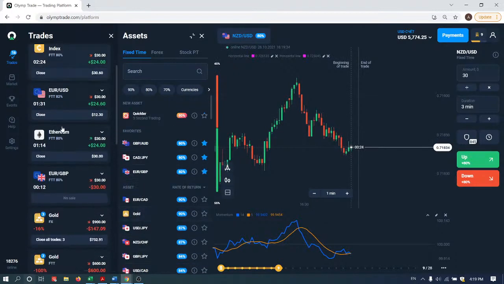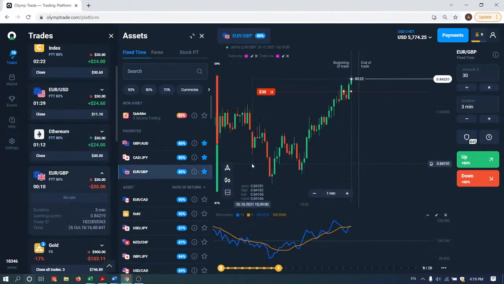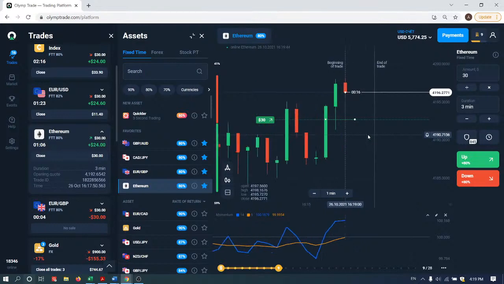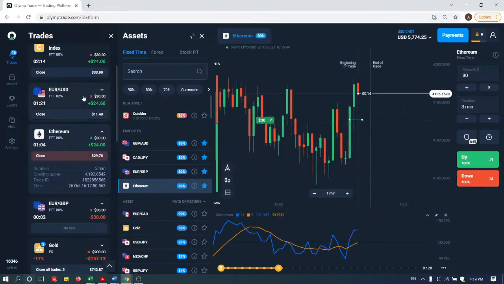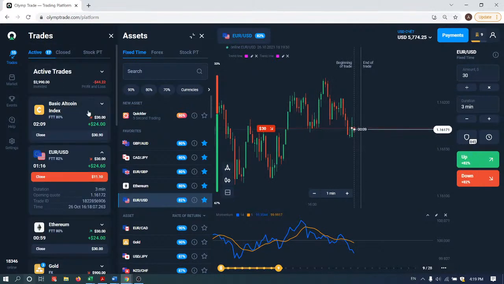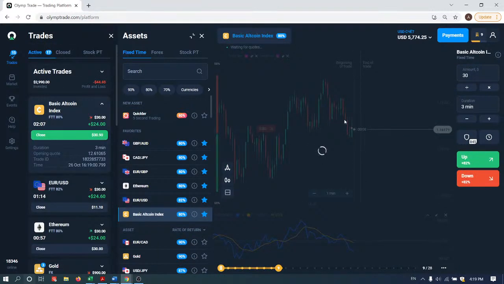All right, how many concurrent trades do I have right now? I have 4 trades. Okay, so this one ends, Ethereum 1 minute to go, Euro USD 1 minute to go on this one, and basic altcoin index.